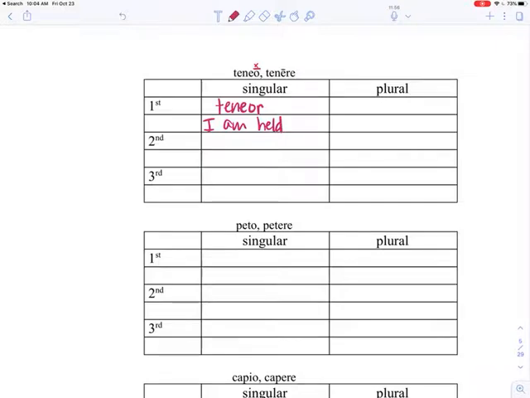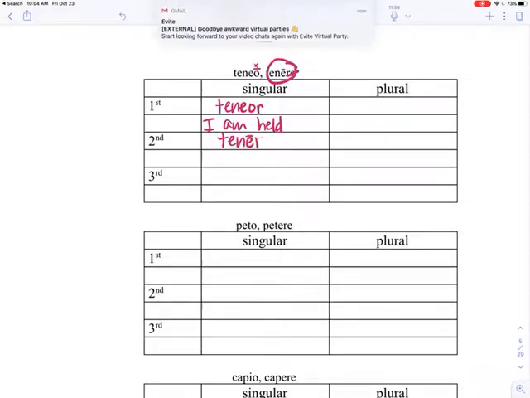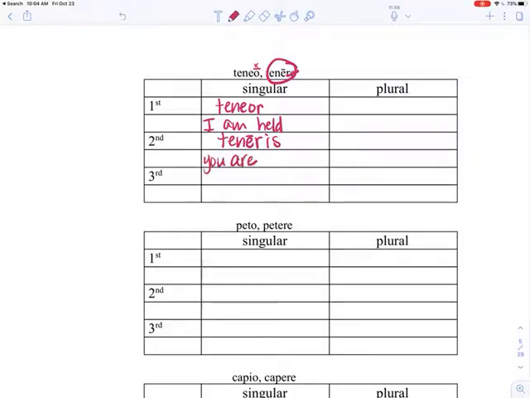Okay. Then we're going to go to that second principal part. We're dropping the RE. So I have tene, and we're going to add ris for teneris. And this is you are held. For third singular, we're going to add tene. And remember, for third singular in the present passive, we keep the macron over the E. So we have tenetor. So this is he, she, it is held.